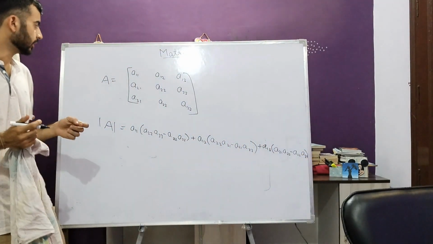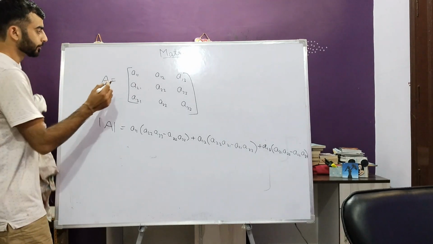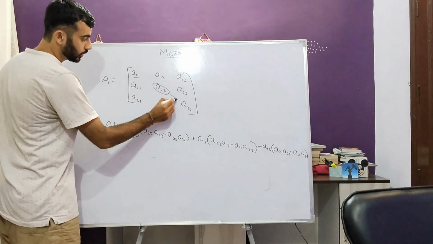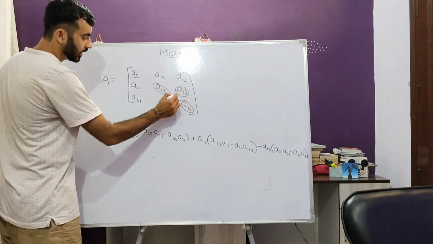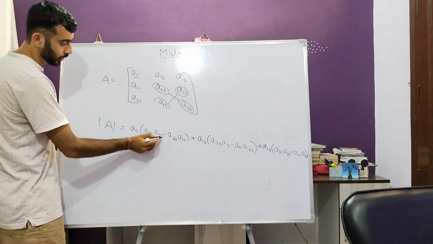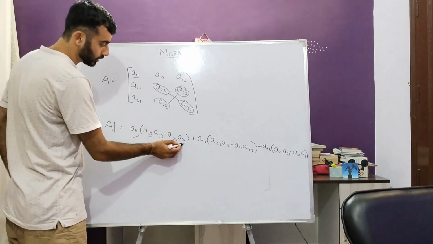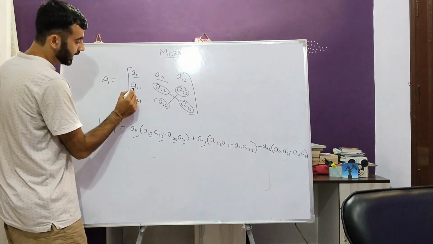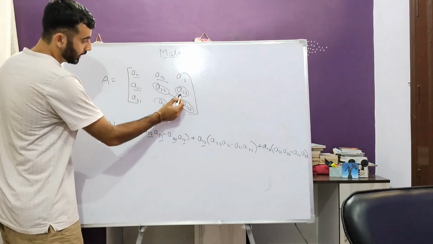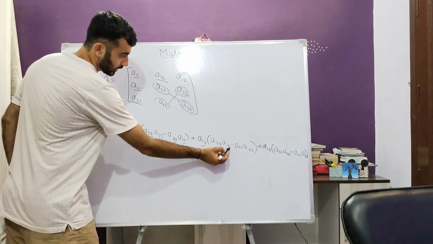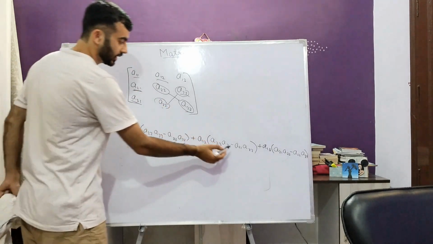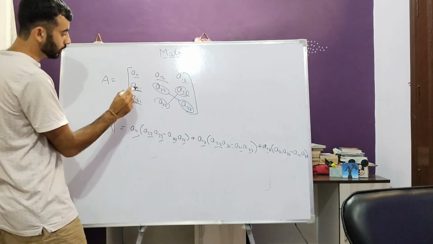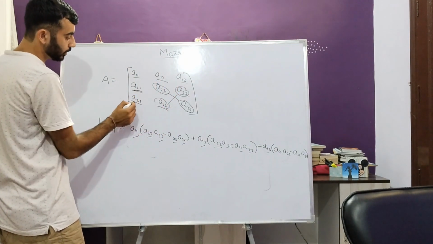Okay, I will explain this. Determinant of matrix A is A11 into (A22 into A33 minus A23 into A32), minus A12 into (A21 into A33 minus A23 into A31), plus A13 into (A21 into A32 minus A22 into A31).